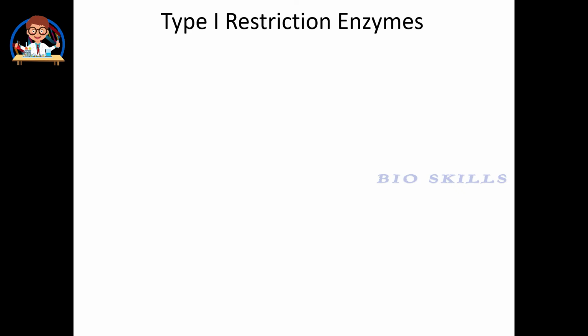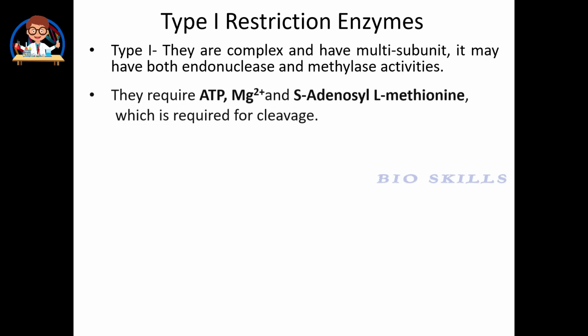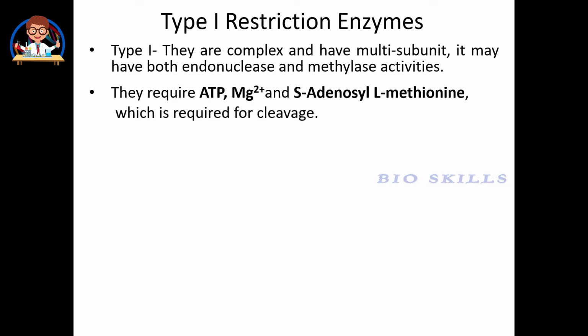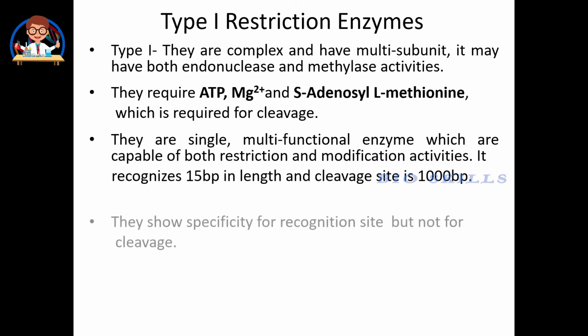Type 1 restriction enzymes. Type 1 restriction enzymes are complex and have multiple subunits. They may have both endonuclease and methylase activities. They require ATP, Mg2+ cofactor and S-adenosyl L-methionine, which is required for cleavage. They are single multifunctional enzymes which are capable of both restriction and modification activities. They recognize up to 15 base pairs in length and the cleavage site is 1000 base pairs away.